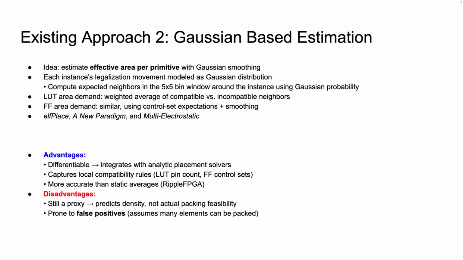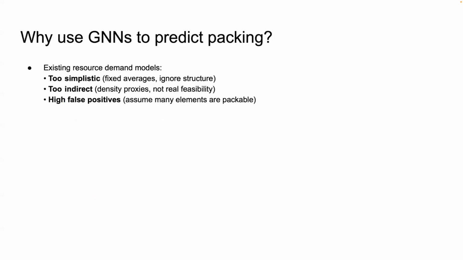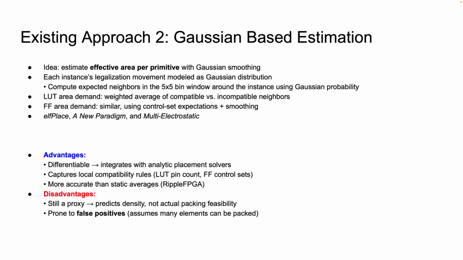The advantage of Gaussian-based estimation is that it's differentiable, highly adaptable to analytical placement flows, and captures local compatibility rules compared to Ripple FPGA. But it's still a proxy, predicting density, not actual packing feasibility, and so it's prone to false positives as well. Yep. So is it prone to false positives or false negatives? False positives in terms of, for example, if we have too many successful packings, it tends to say that you will accept, yeah.